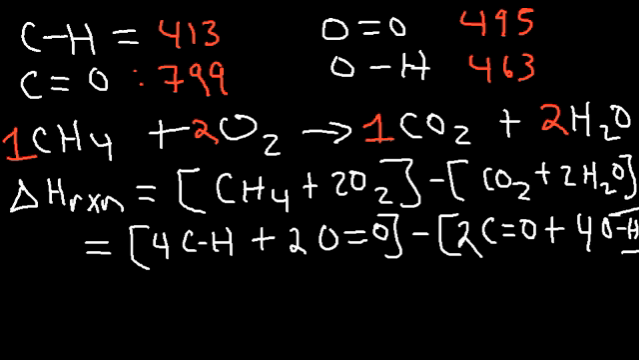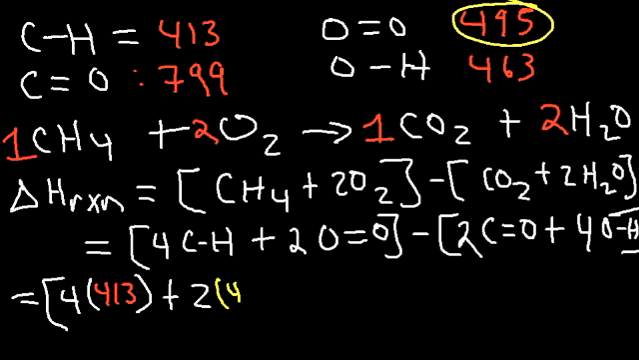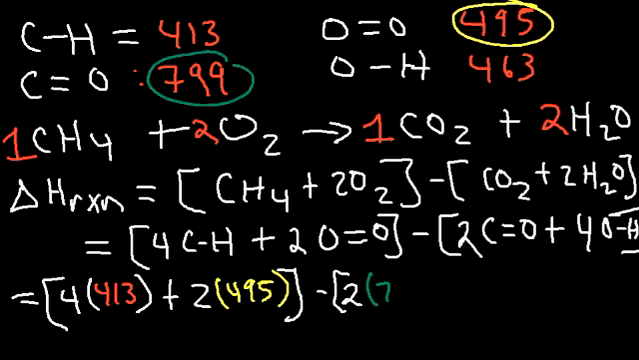So now let's plug into the equation and get the answer. The value for the carbon-hydrogen bond is 413, and for the oxygen bond it's 495, and then minus the bonds that are forming. So for the carbon-oxygen bond, it's going to be 799 times 2. And for the OH bond, it's 463, but times 4.